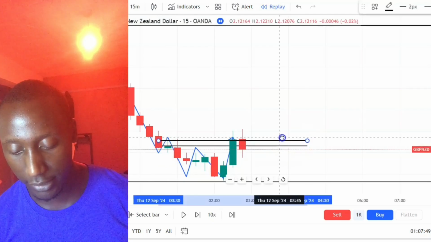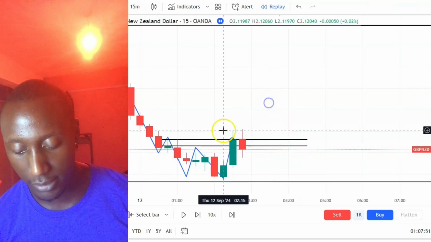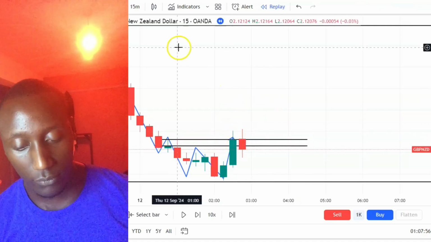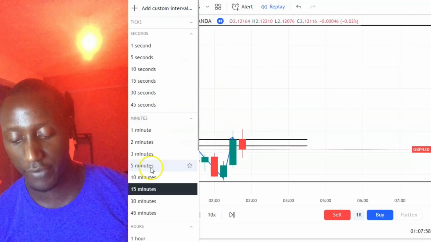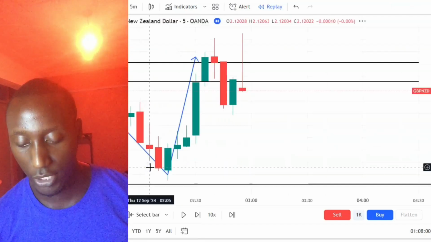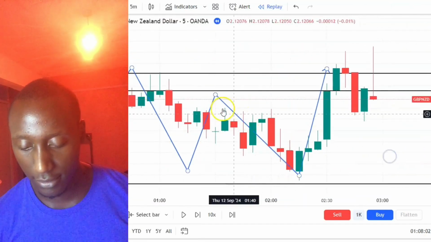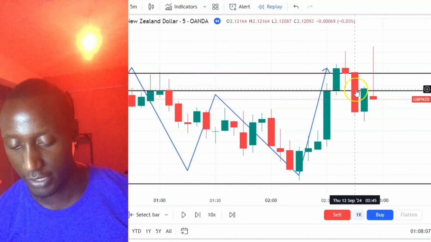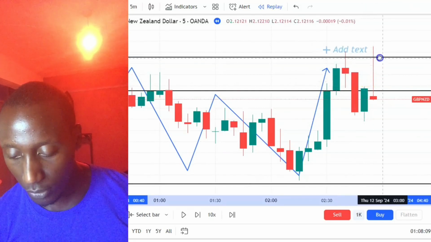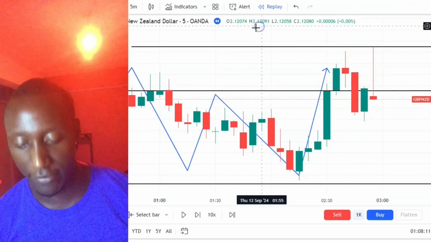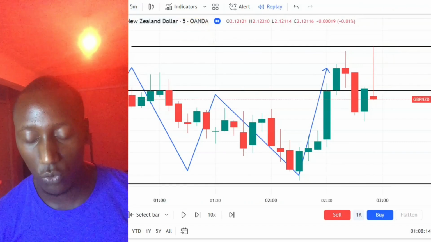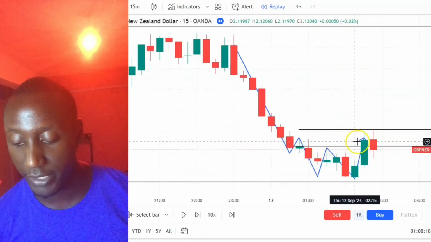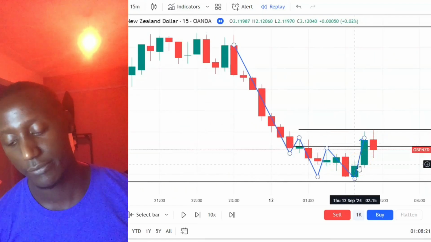This is an area where price is consolidating. All right, so if we go further to the 5-minute time frame, you can see it's a very nice place where price is consolidating. We have this level, we have this level. So this is what we call levels. Once you see your levels on the 15-minute time frame, you wait.